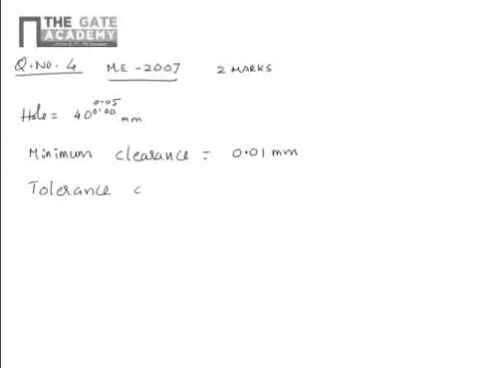Tolerance on shaft is 0.04 mm. The maximum clearance in mm between the hole and shaft is, we need to calculate maximum clearance, 2 marks. Maximum clearance equal to how much, you need to calculate. To solve this type of problem, you need to first draw the diagram, then you'll get the answer.